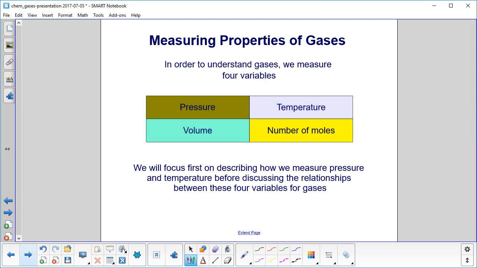In order to understand gases, we measure four key variables: pressure, the title of this little unit here, temperature, volume, and the number of moles, which you should be thoroughly familiar with after the last unit. We're first going to describe how we measure pressure and temperature, and then we will discuss the relationships between all four of these variables for gases.